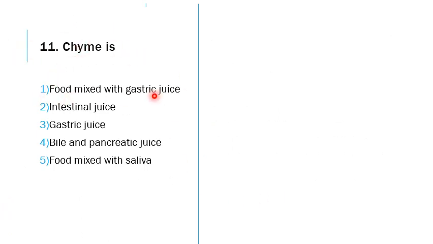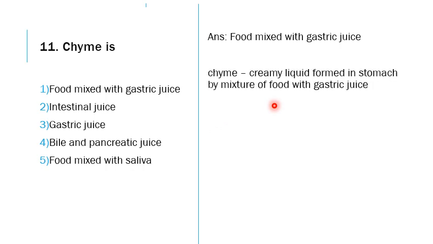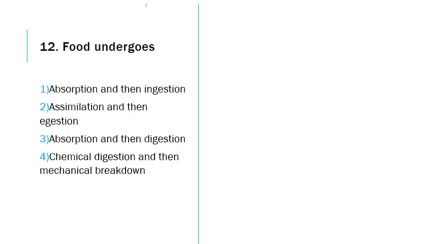Options are food mixed with gastric juice, it is an intestinal juice, it is gastric juice alone, it is bile and pancreatic juice, or it is food mixed with saliva. The answer is food mixed with gastric juice. So what is chyme? It is a cream-like liquid that is formed in the stomach by the mixing of food with the secretions in the stomach, that is, the gastric juice.